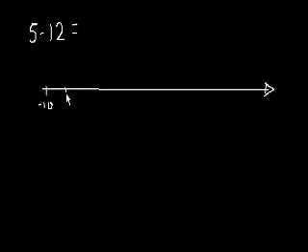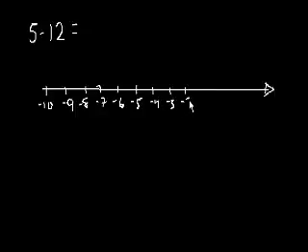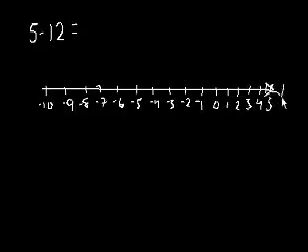minus 10, minus 9, minus 8. I think I'm going to run out of space. Minus 7, minus 6, minus 5. I should have this pre-drawn. Minus 4, minus 3, minus 2, minus 1, 0, 1, 2, 3, 4. And we'll put 5 right here. And we'll push this arrow out a little bit.